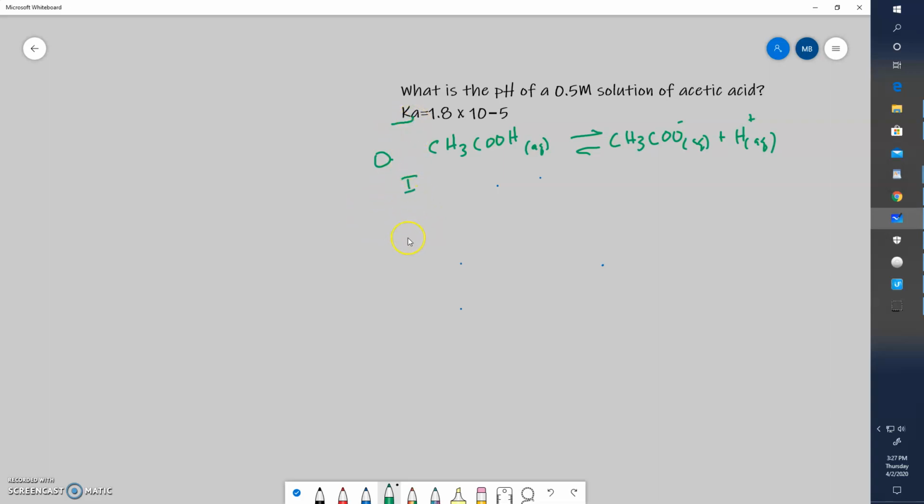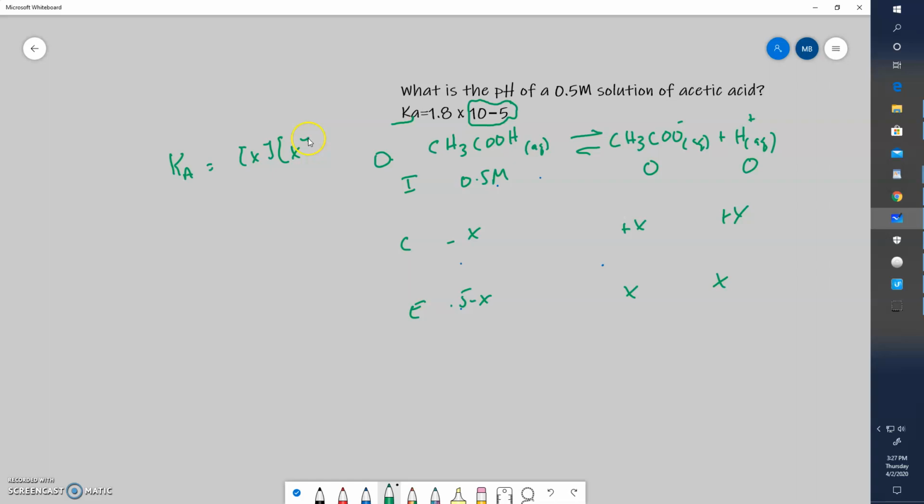So let's take a look at the ICE chart. Initially, I have a 0.5 molar solution of the acid, 0 of each product. It's going to be subtracting X for the acid, and adding 1 H plus and 1 anion, plus X each. So this becomes 0.5 minus X, this becomes X, and this becomes X. I'm a little nervous about this 10 to the minus 5 being a little bit too large for us to eliminate the X, but we're going to go ahead and eliminate it and we'll see if our assumption is right at the end.